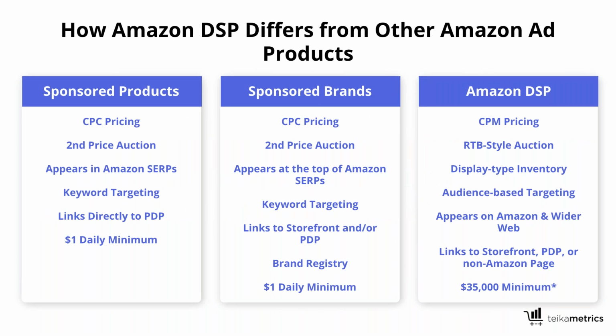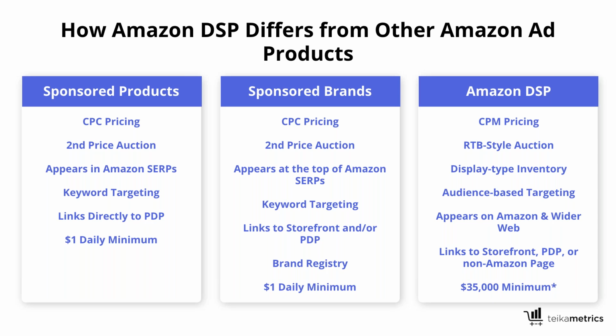So how Amazon DSP differs from other Amazon ad products. Again, alluded to it before, but sponsored products and sponsored brands, right? I'm sure all of you are doing this. You're probably creating new holiday campaigns on sponsored products, maybe changing out your sponsored brands to highlight new products or the ones with the best margins, what have you. And that's all well and good. Again, it's a CPC priced auction. But the key thing here is it's keyword targeting.